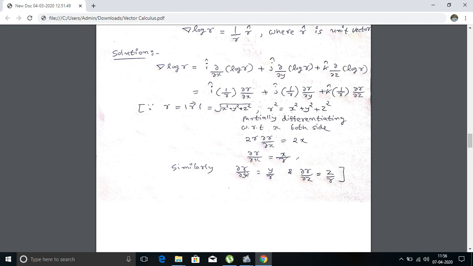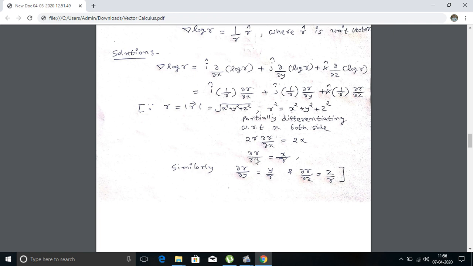Similarly, if we have to find ∂r/∂y, then we will partially differentiate both sides with respect to y. So r² can be written as 2r ∂r/∂y is equal to 2y. So ∂r/∂y is equal to y divided by r. Similarly, if we have to find ∂r/∂z, then partially differentiate both sides with respect to z. Then we will get 2r ∂r/∂z is equal to 2z. So ∂r/∂z is equal to z divided by r.